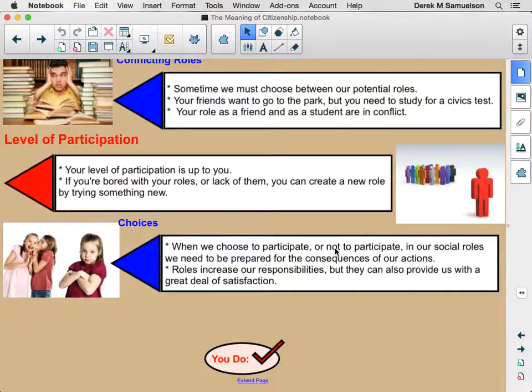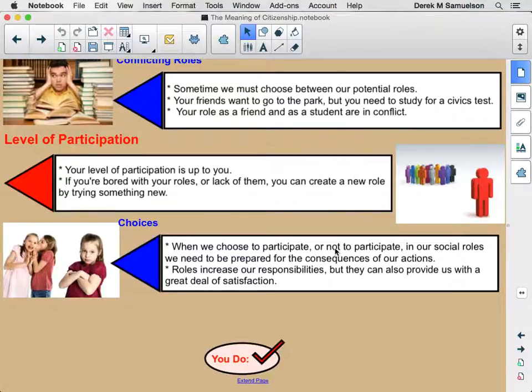Choices. When we choose to participate or not to participate in our social roles, we need to be prepared for those consequences. We need to understand that these decisions have impact, and sometimes lasting impact. Our roles increase our responsibilities, but they also provide us with a great deal of satisfaction.